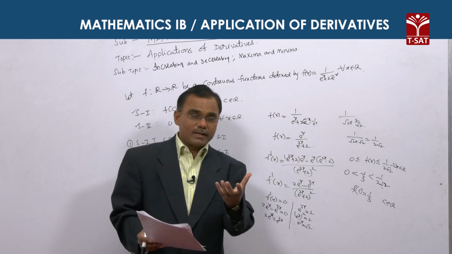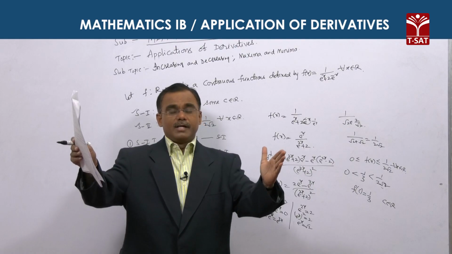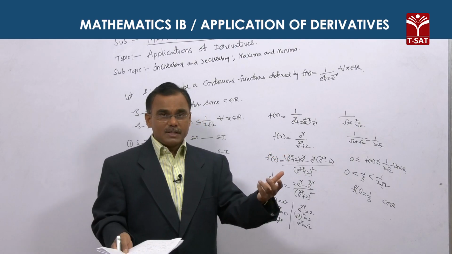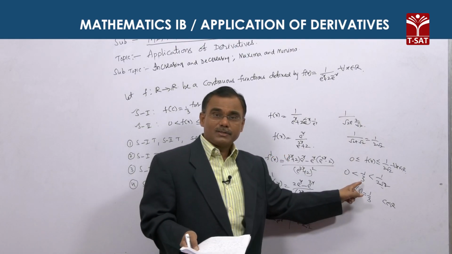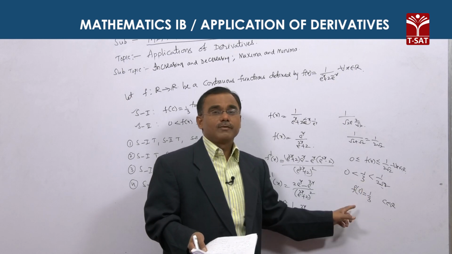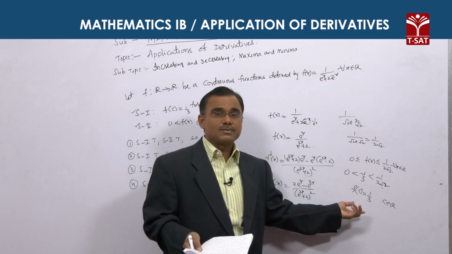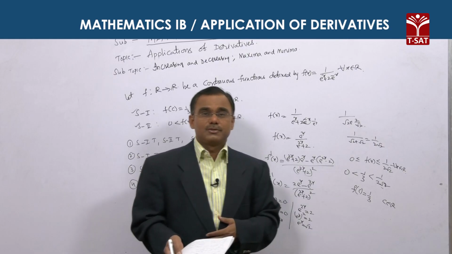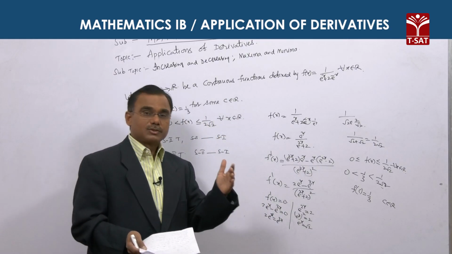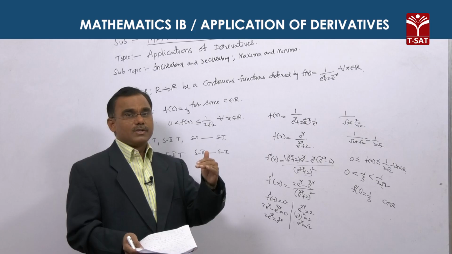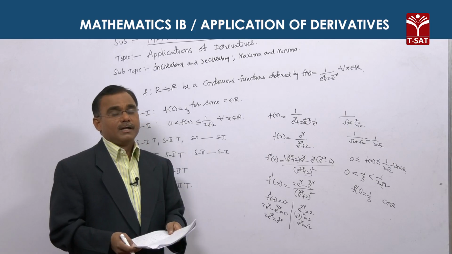Continuous functions assume every value between their minimum and maximum. Here 1/3 lies between the minimum and maximum, so the function value must equal 1/3. That's why f(c) = 1/3. Statement 1 is true, statement 2 is also true, and statement 2 is the correct reason for statement 1.